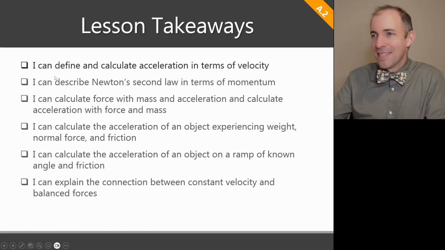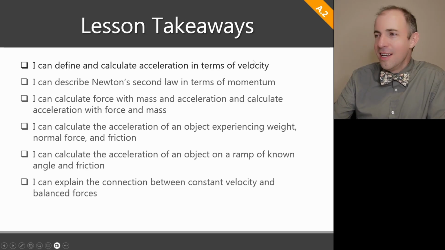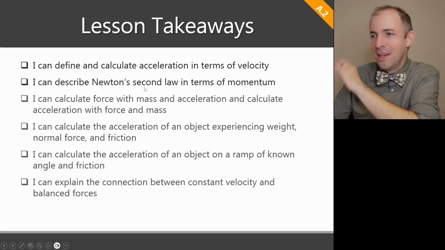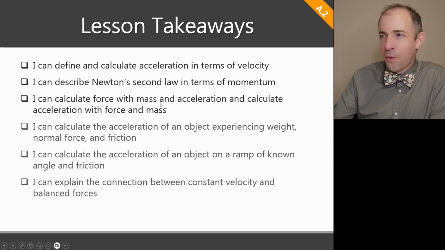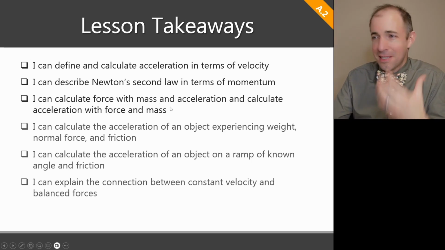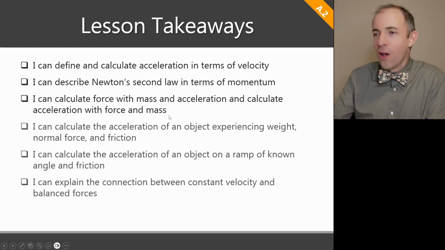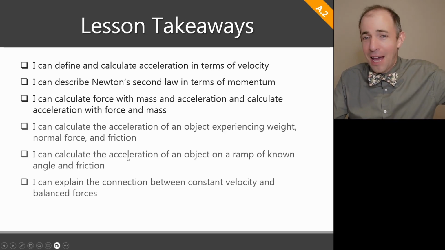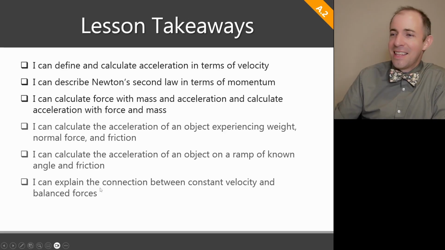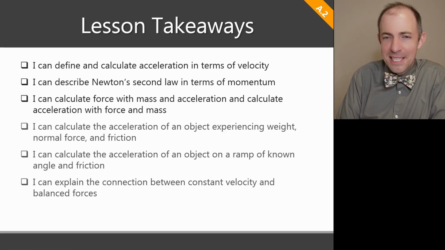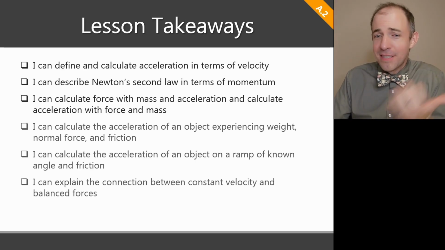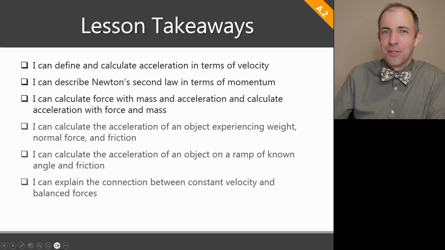So what have we seen in this video? Well, there are a lot of different pieces. You should be able to define and calculate the acceleration in terms of velocity. And then we use that to describe Newton's second law in terms of momentum, and then ultimately acceleration. We can calculate the force with mass and acceleration, and calculate acceleration with force and mass. And then all of these other pieces, you should be able to calculate the acceleration of an object experiencing weight, normal force and friction, calculate the acceleration if you have an angle and friction and a ramp, and then the connection between constant velocity and balanced forces, and how we're going to see that happening sometimes, whereas sometimes it's going to be this net force causing an acceleration and making it change.